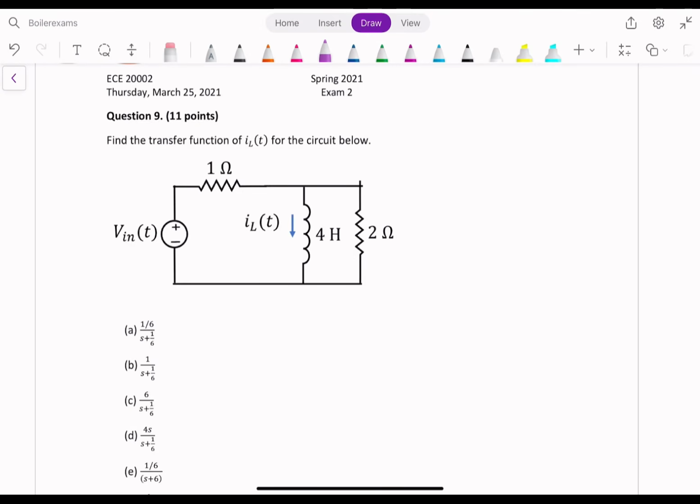Okay, question 9. Find the transfer function of I sub L of t for the circuit below. Okay, we have a transfer function question. In particular, they want us to find the transfer function of I sub L of t, right? The inductor current within our circuit.